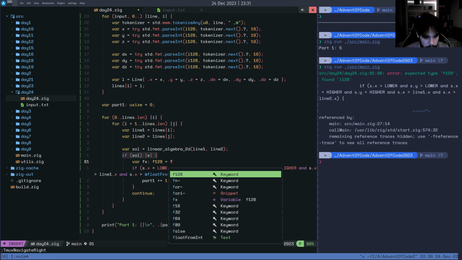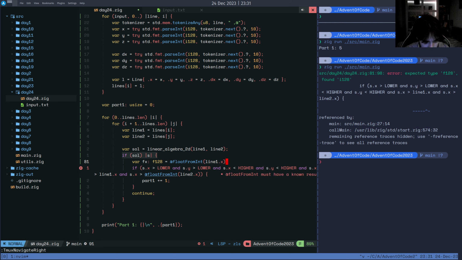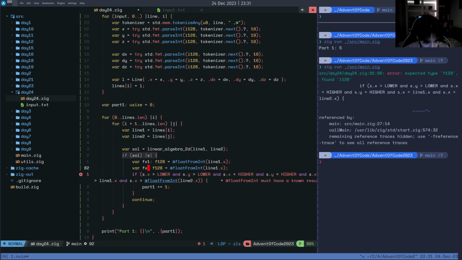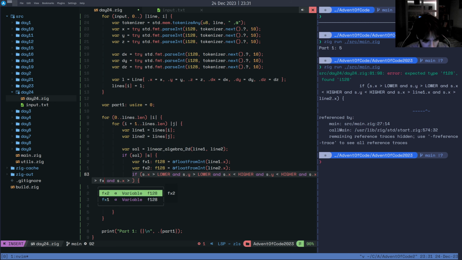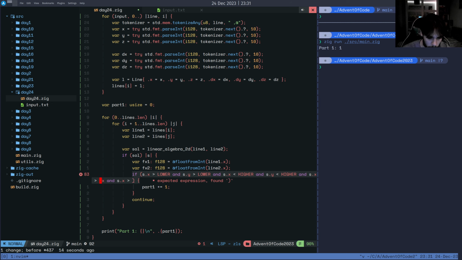F128 equals add float from int of line 1 dot x, fx1, fx2, line 2. Line 2 dot x, about fx1, fx2. That gives me 1 now. Let's get rid of those.